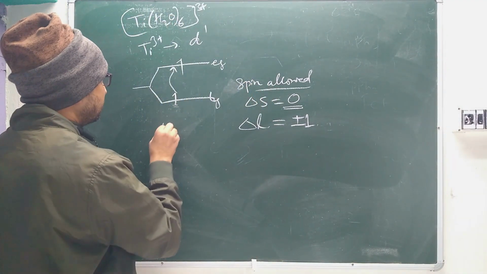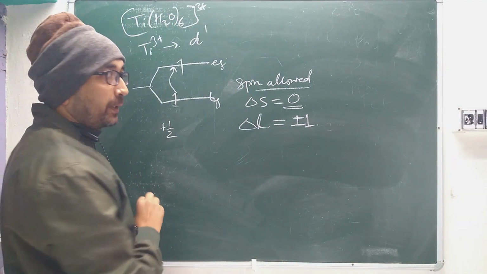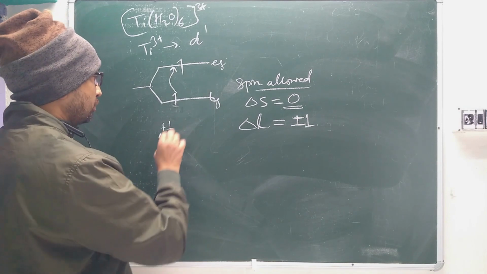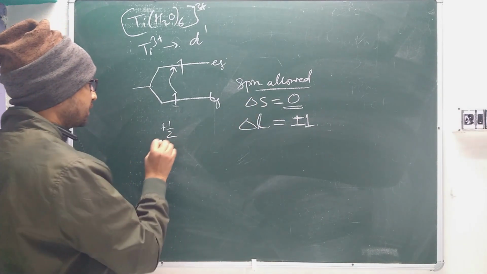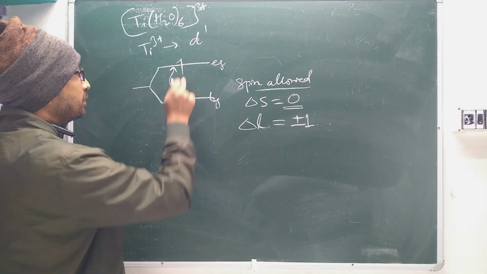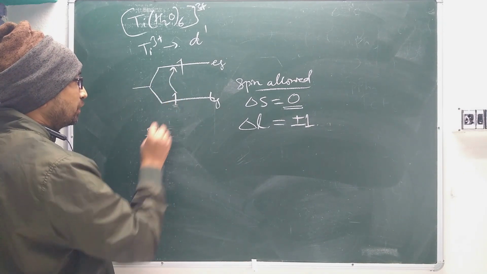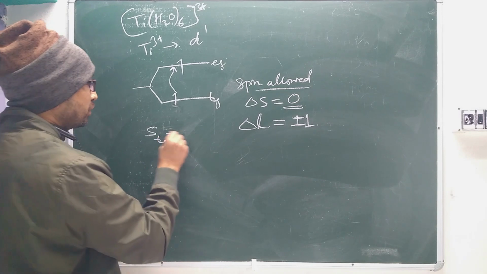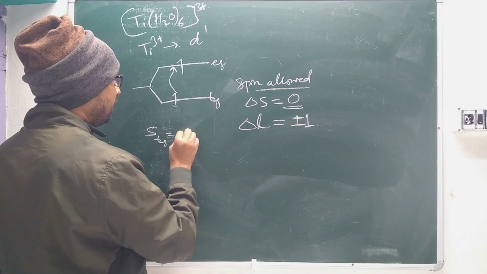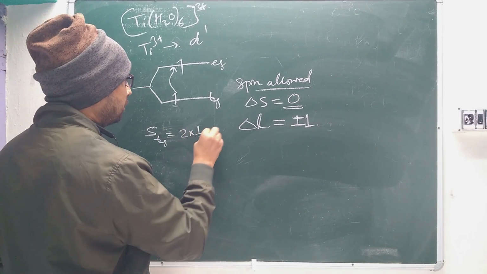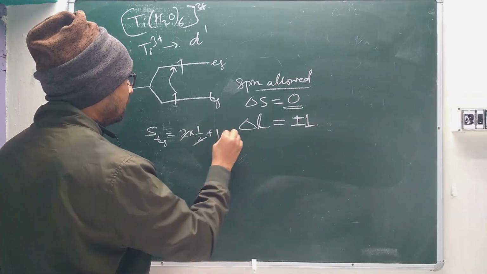Suppose here it is plus half. So spin multiplicity we have to check. Here also it is plus half, here also it is plus half. Let me check for this one. Suppose this one is S and you write T2G. So how much is it coming? It will be 2 into half plus 1, right? It is cancelled out.